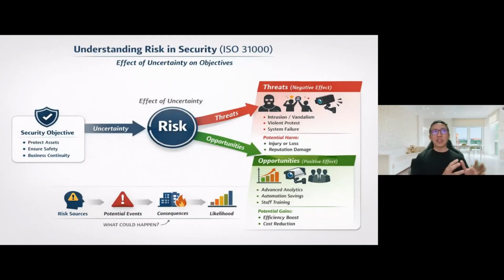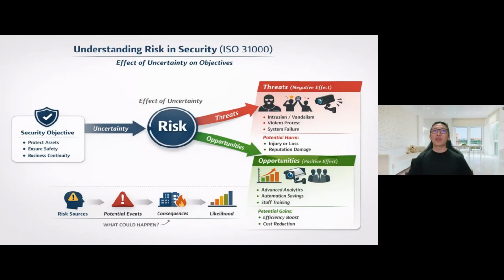Okay, now based on these sources, what could be the potential events? Like an open concept place, anyone can come in. What it means could be unauthorized entry, people bringing explosives into the place and planting a bomb there. This could be the potential events, and that could lead to what could happen, the consequence: fatality, death, injury, losses. Okay, and then what is the likelihood?